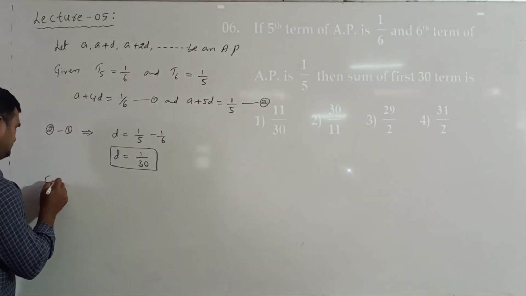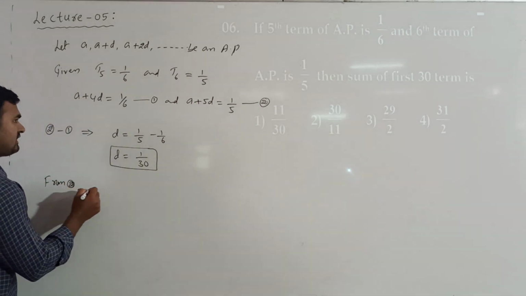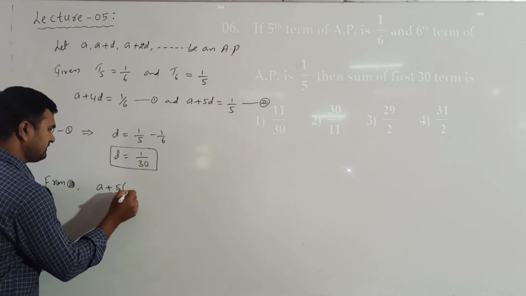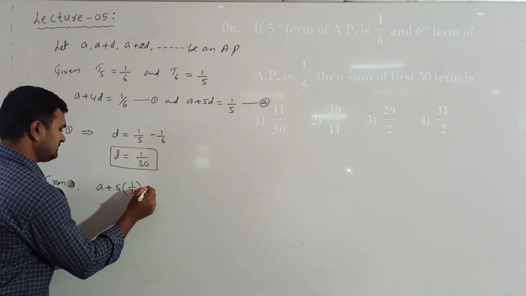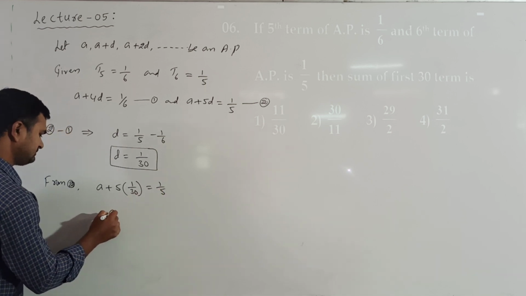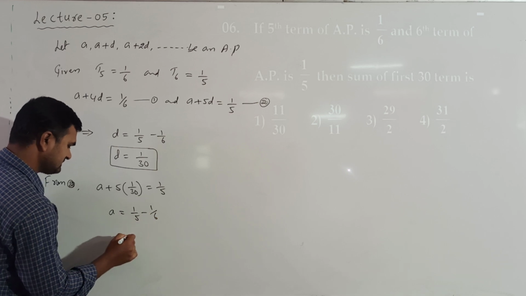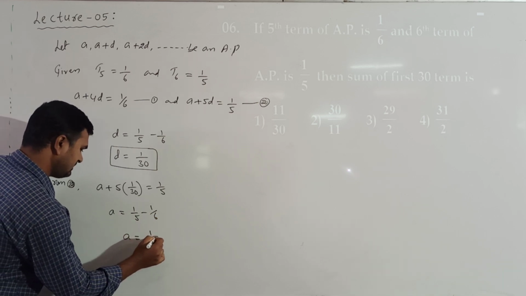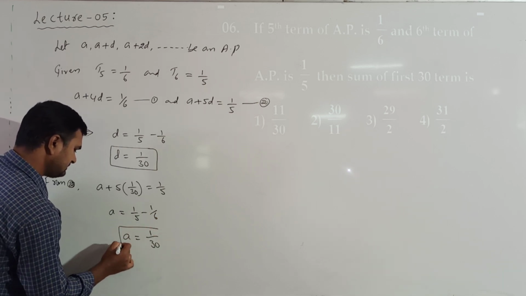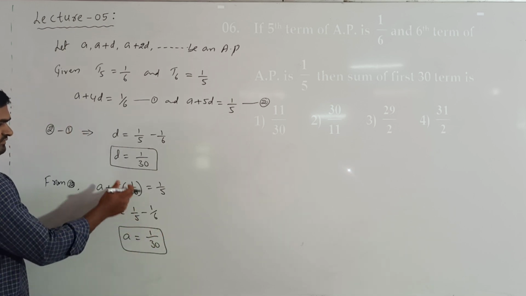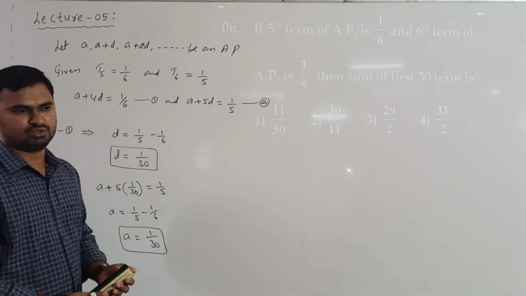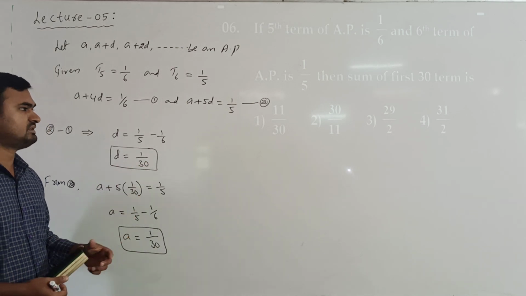From 2, a plus 5 into d, 1 by 30, is equal to 1 by 5. So a will be 1 by 5 minus 1 by 6. So a is again 1 by 30. So the a value and d value both are the same here, which is 1 by 30.